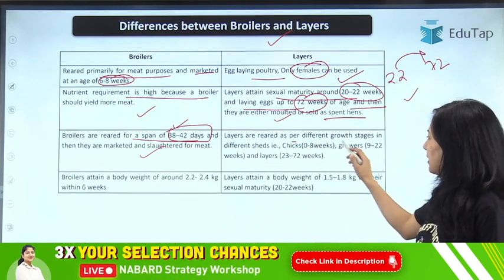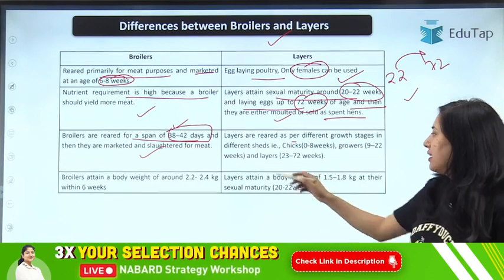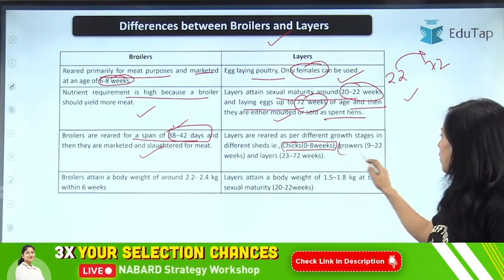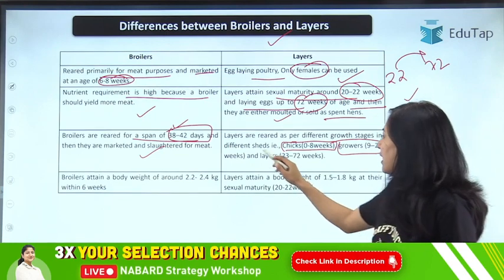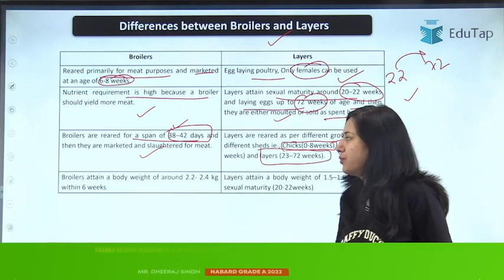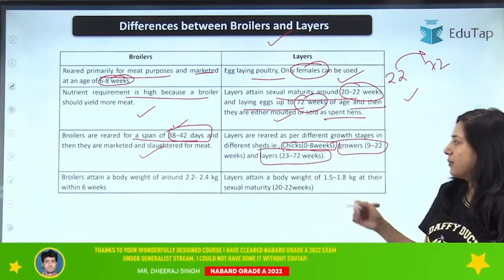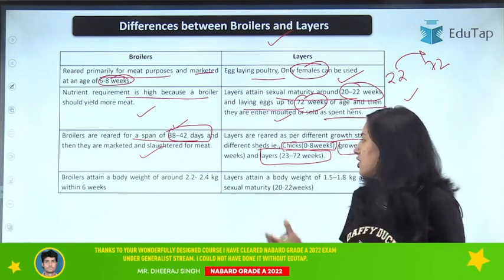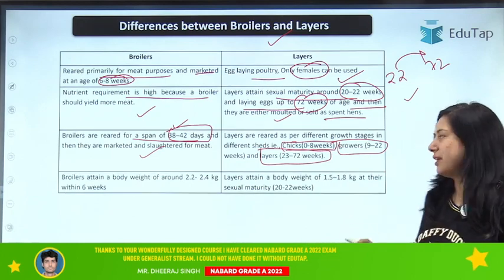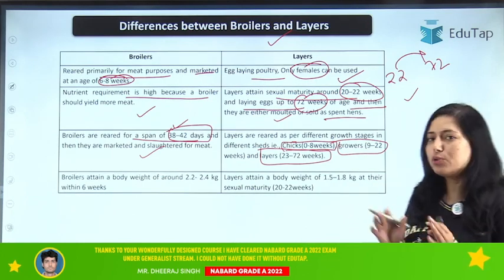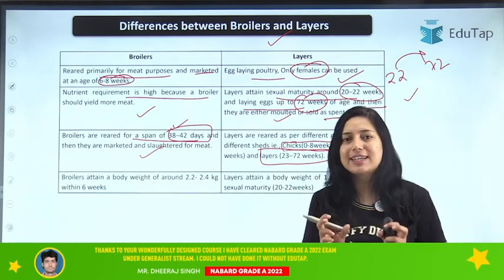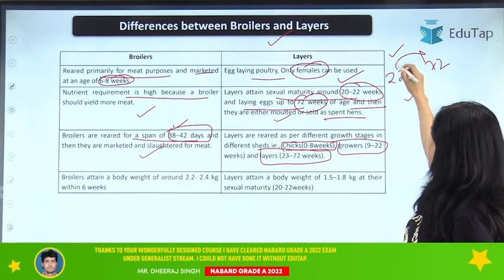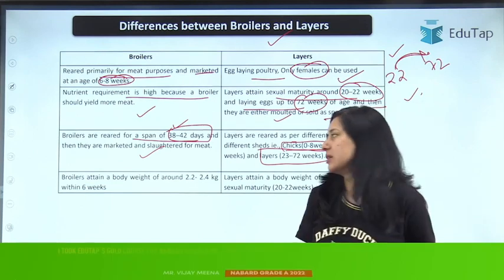Layers are reared in different sheds as per their growth stage. Chicks are reared for 0 to 8 weeks, then growers for 9 to 22 weeks, and layers from 22 to 72 weeks. So they have different growth stages, and they are reared according to that. The growth stage of chick is 0 to 8 weeks, growers 9 to 22 weeks, and layers 23 to 72 weeks, which I was discussing here. After 22 weeks up to 72 weeks they are layers.